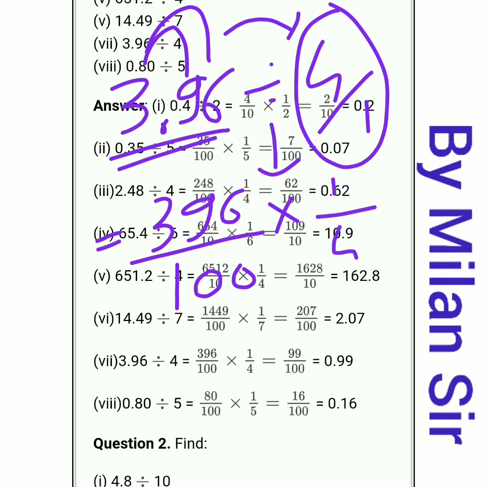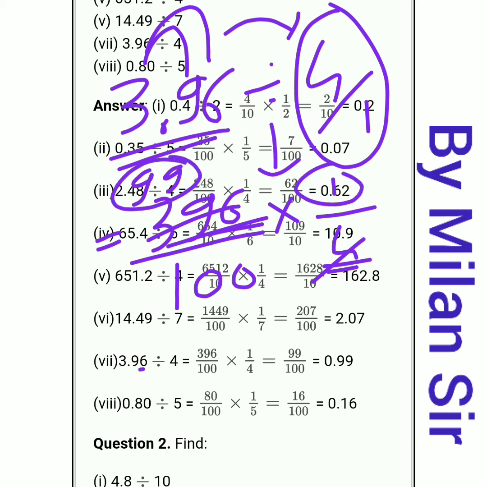Now we need to divide 396 by 4. 4 9s are 36 and again 4 9s are 36, so 99. 396 divided by 4 is 99. So here 99 multiplied by 1 is 99 only. 99 ones are 99, and in the denominator we have 100.